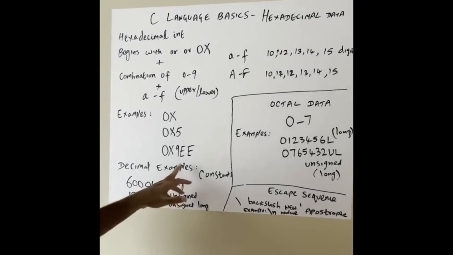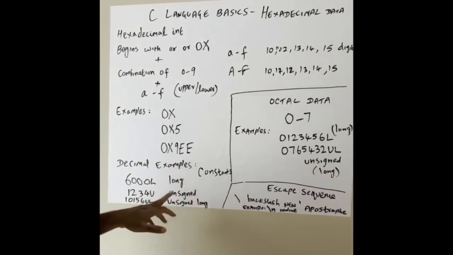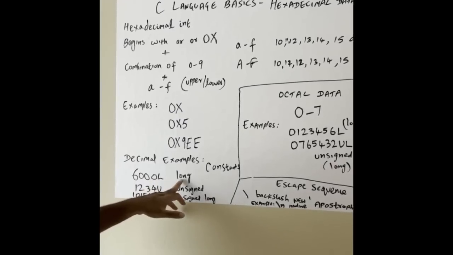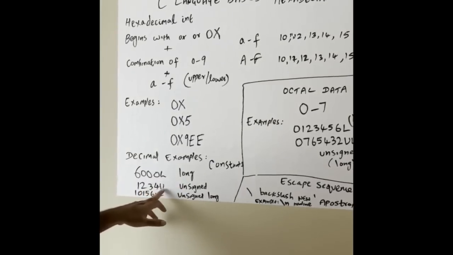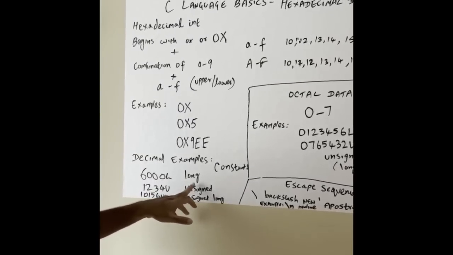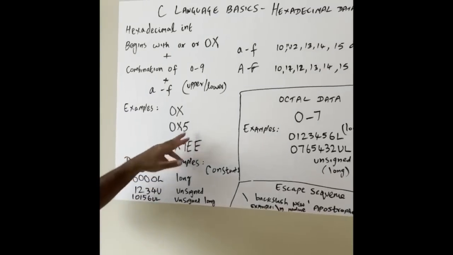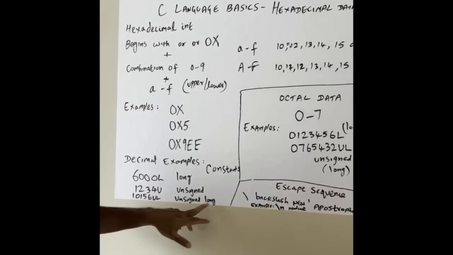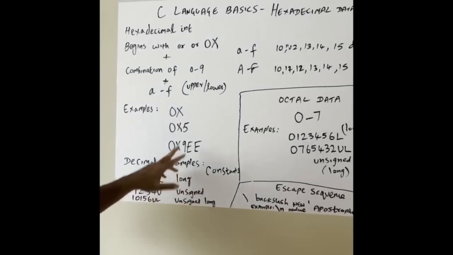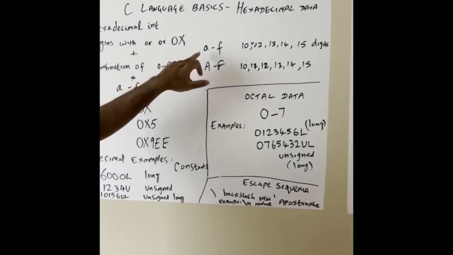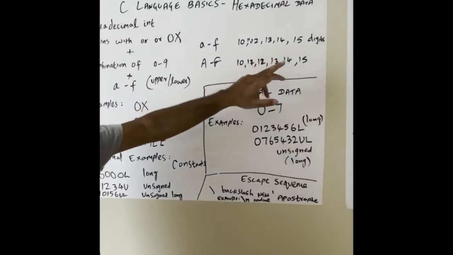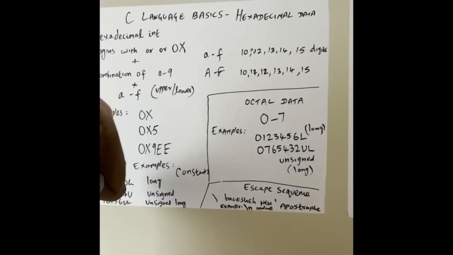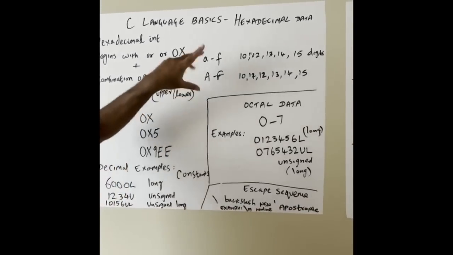Some of the decimal examples we can see here, like 6000L means long. 1234U means unsigned integers. These are different types of integers. 10156UL is unsigned long. It's pretty lengthy data. And here we can see A to F. It has 16 digits from 0 to 9, and A to F, a mixture of digits.